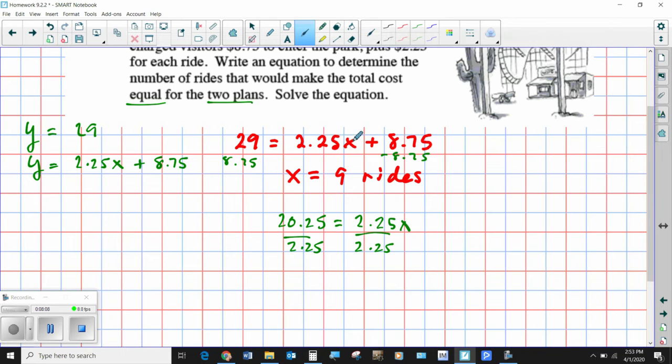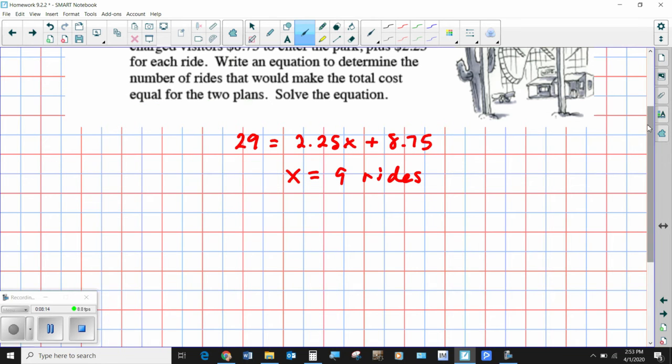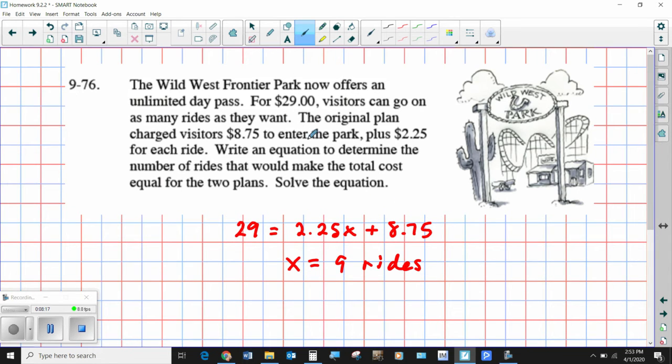So if you go on 9 rides, then it does not make any difference which plan you used. If you go on more than 9 rides, then you would wish that they had stuck with the original pricing of $29 for the day, unlimited rides. If you're the type of person like me that hates going on rides, but you're just hanging out with your kids because they love going on rides, then this is actually better because my number of rides would be 0. I would just be paying $8.75 to get in.